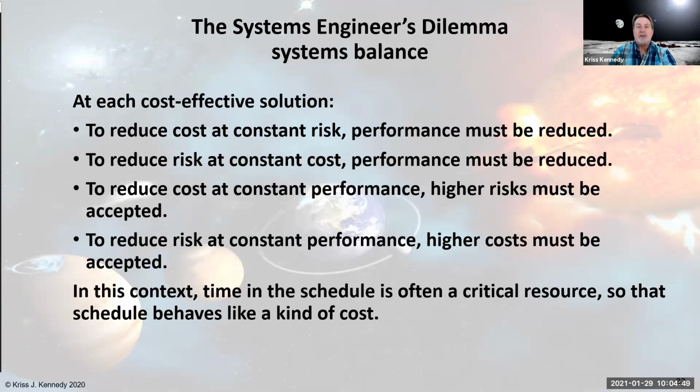So here's the systems engineer's dilemma of system balance. At each cost-effective solution, here's your dilemma. To reduce cost at a constant risk, performance must be reduced. To reduce risk at a constant cost, performance must be reduced. To reduce cost at a constant performance, higher risk must be accepted. To reduce risk at a constant performance, a higher cost must be accepted.